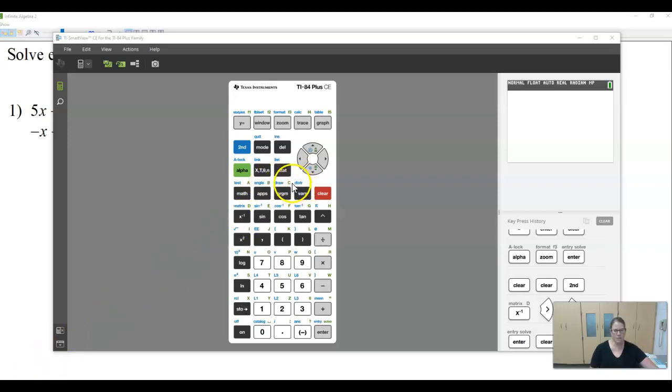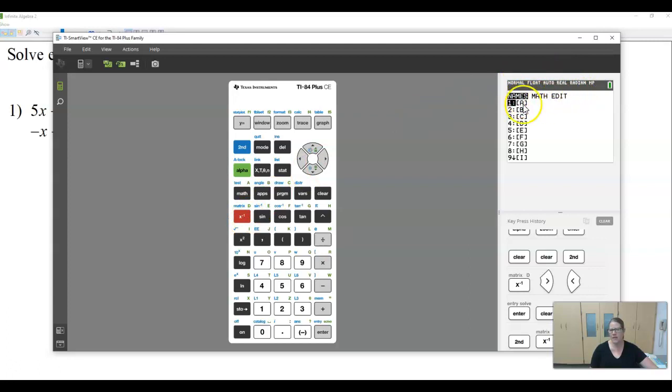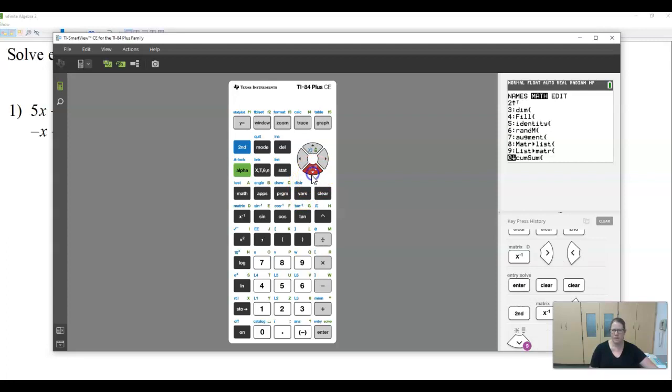So what we're going to do is we're going to grab an operation. See how here it says matrix? It's blue, so I'm going to hit the second key, and then I'm going to hit that matrix key. And it's going to bring up this little menu. It says names, math, edit, and then it has a list here. Well, we want an operation on our matrices, so we're actually pulling up that operation first before we enter the matrix, so that the matrix will be inside the operation. And what the operation does is it reduces down our matrix and gives us basically a solved equation so that we can see what our solutions are.